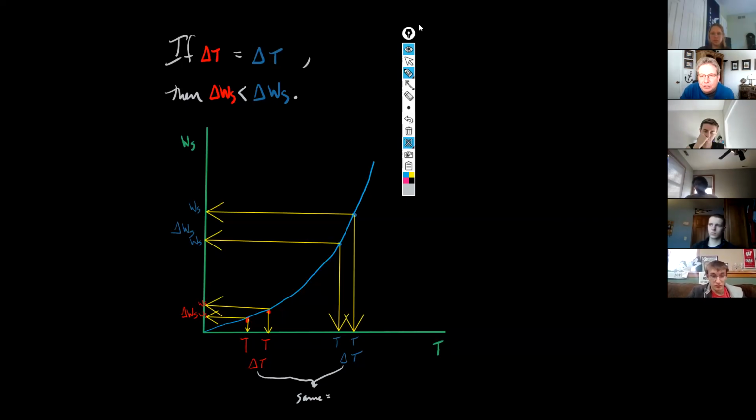For a given delta T, the corresponding change in capacity will be greater when the change of temperature takes place at a warmer temperature. Now write it down.